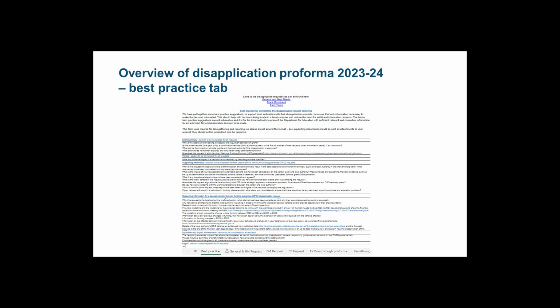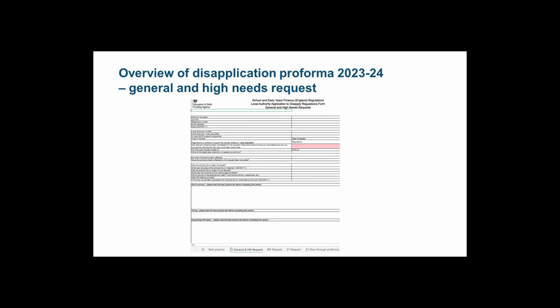Thanks very much, Nick. So I'll now be doing a brief overview of the pro forma as we've made some changes this year. As we mentioned earlier, we've added a best practice tab, and that shows what supporting information we would like to see for disapplication requests. Next slide, please. We then have the general and high needs request tab. We've updated the format this year, so it's more user-friendly. We've decluttered it and ensured that it also mirrors the best practice tab.